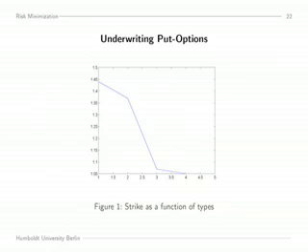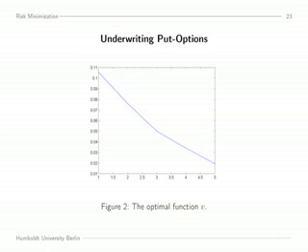So as I said, I have pictures, nothing fancy. I cannot compete with movies. So this is the strike as a function of types. So we have 5 types, and we see this decreasing function. So the least risk-averse agent gets the highest strike. And the optimal function V also doesn't look very fancy.